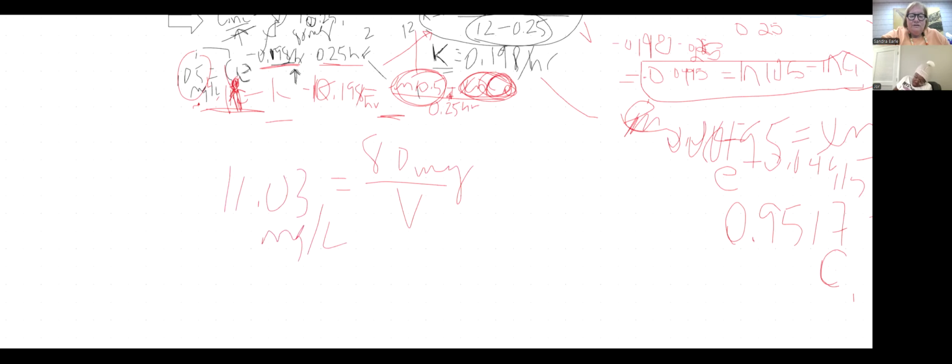And now we need to solve for volume, and our volume is going to be equal to 80 milligrams divided by 11.03 milligrams per liter, and then we'll end up with liters, which is what we want. So that makes sense, right? And I got... I'm sorry, give me some time. 7.25. Yeah, I'm just taking some time to process. Okay.